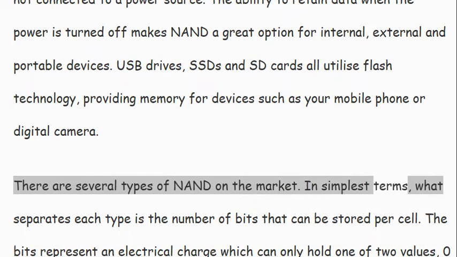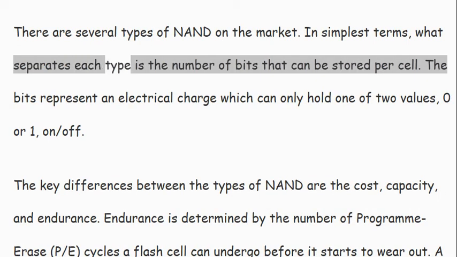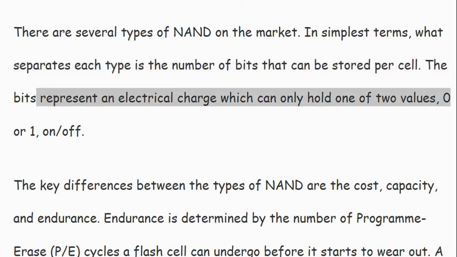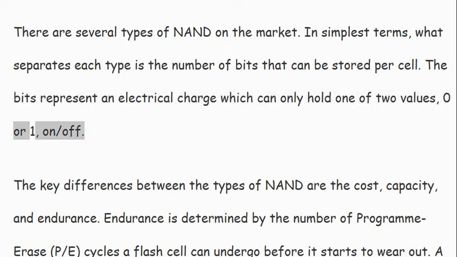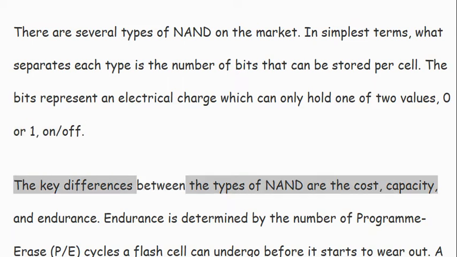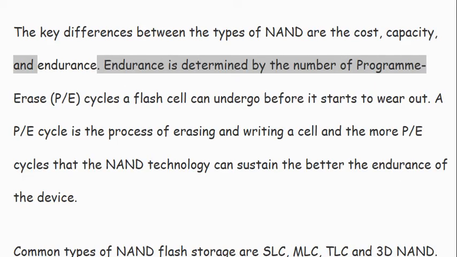In simplest terms, what separates each type is the number of bits that can be stored per cell. The bits represent an electrical charge which can only hold one of two values, 0 or 1, on-off. The key differences between the types of NAND are the cost, capacity, and endurance.